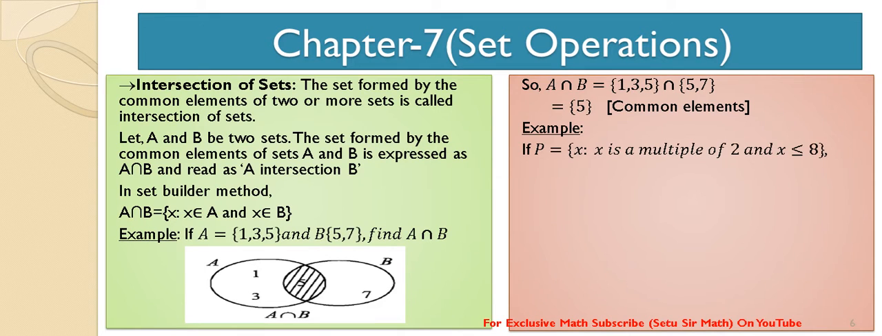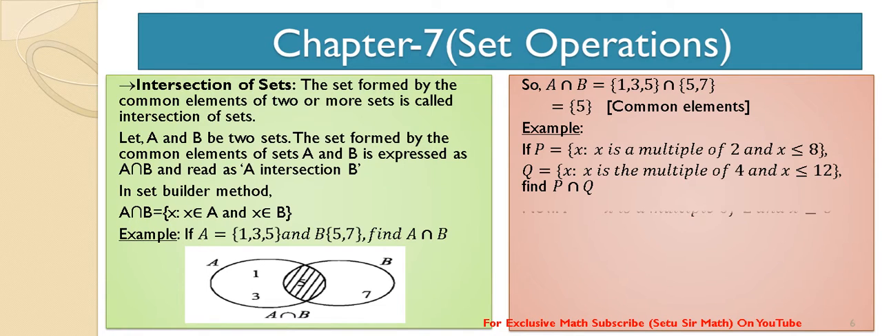So another example, if P equals {x such that x is a multiple of 2 and x is less than or equal to 8}, that means the elements of this set are multiples of 2, and obviously this is less than or equal to 8. That means not more than 8. And Q equals {x such that x is a multiple of 4 and x is less than or equal to 12}. Find P intersection Q. So at first we have to find out P set and Q set.